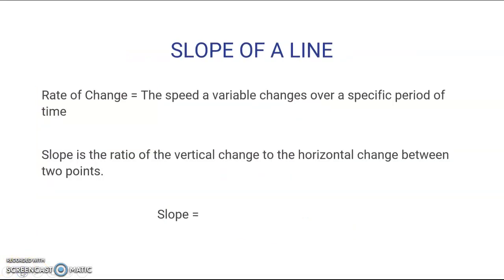Okay, so rate of change is the speed a variable changes over a specific period of time. Slope is the ratio of vertical change, and we talk about this in terms of an xy coordinate plane. So we have a vertical change either up or down on the xy coordinate plane. We would say that's our change in y. The horizontal change, either right or left on our coordinate plane, would be our change in x. And we can measure that with slope, right?